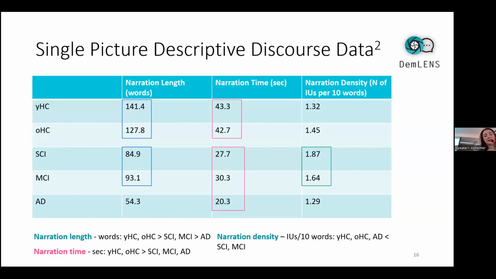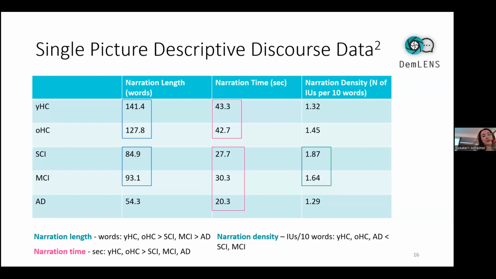When we looked at the narration length measured in words, again, we found differences between the clinical and non-clinical groups, but we were also very happy to find that both with regard to word length, the number of words for length measurement, and the number of seconds for the time measurement, we could finally discriminate between older healthy controls and individuals with subjective cognitive impairment, which we did not find in any of the other measurements.